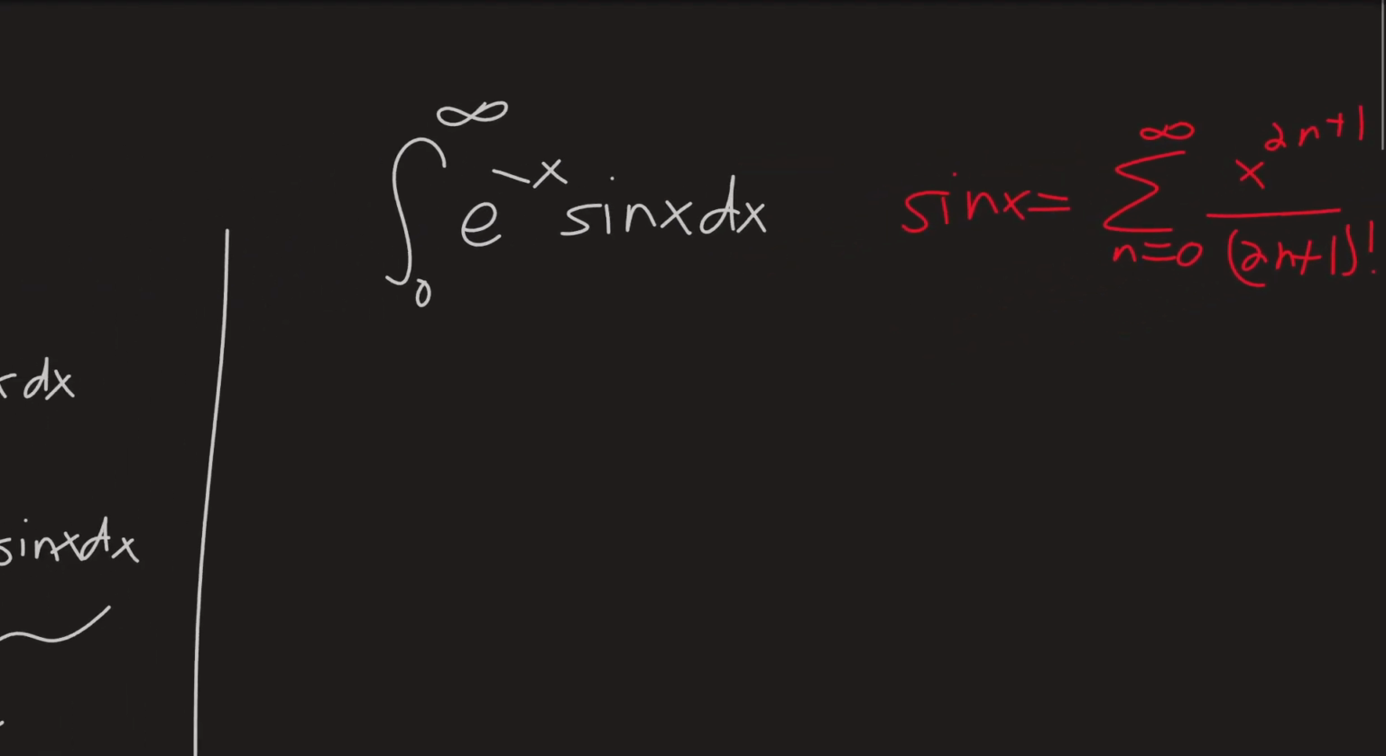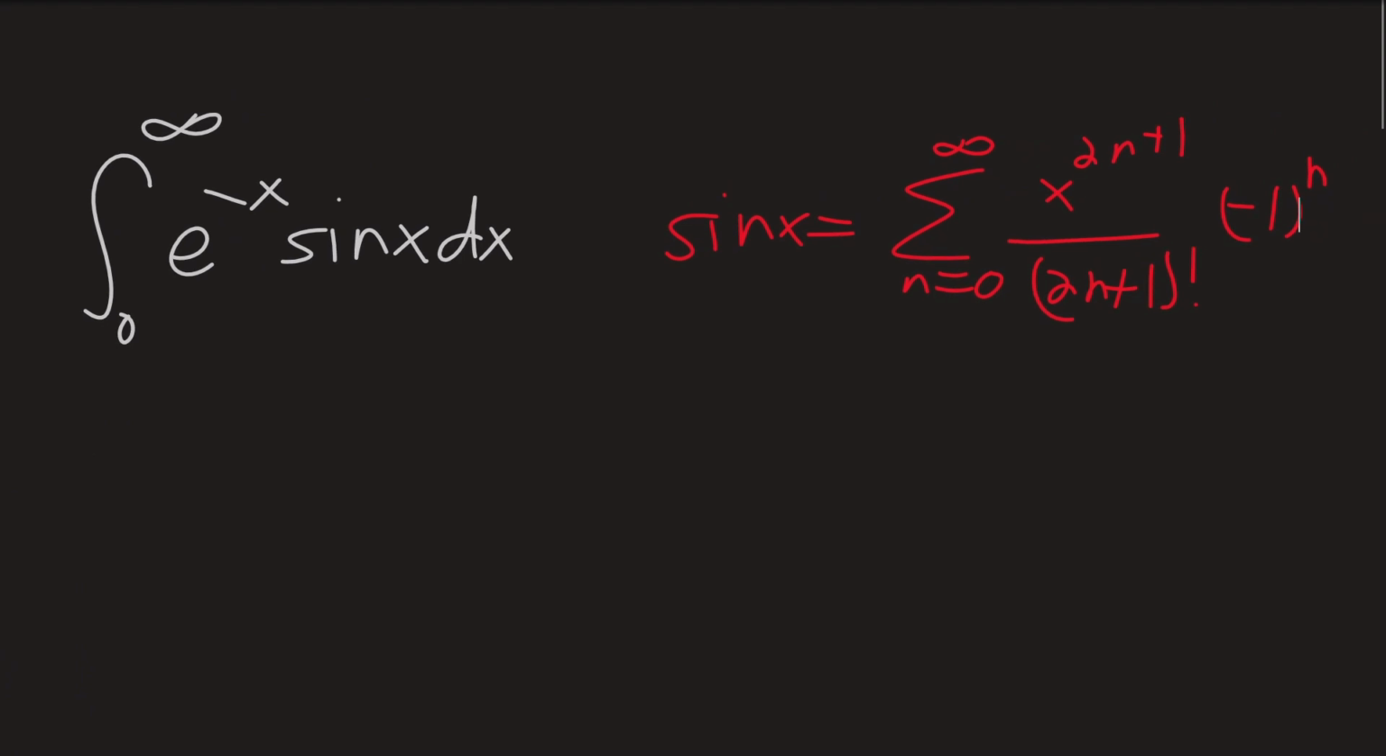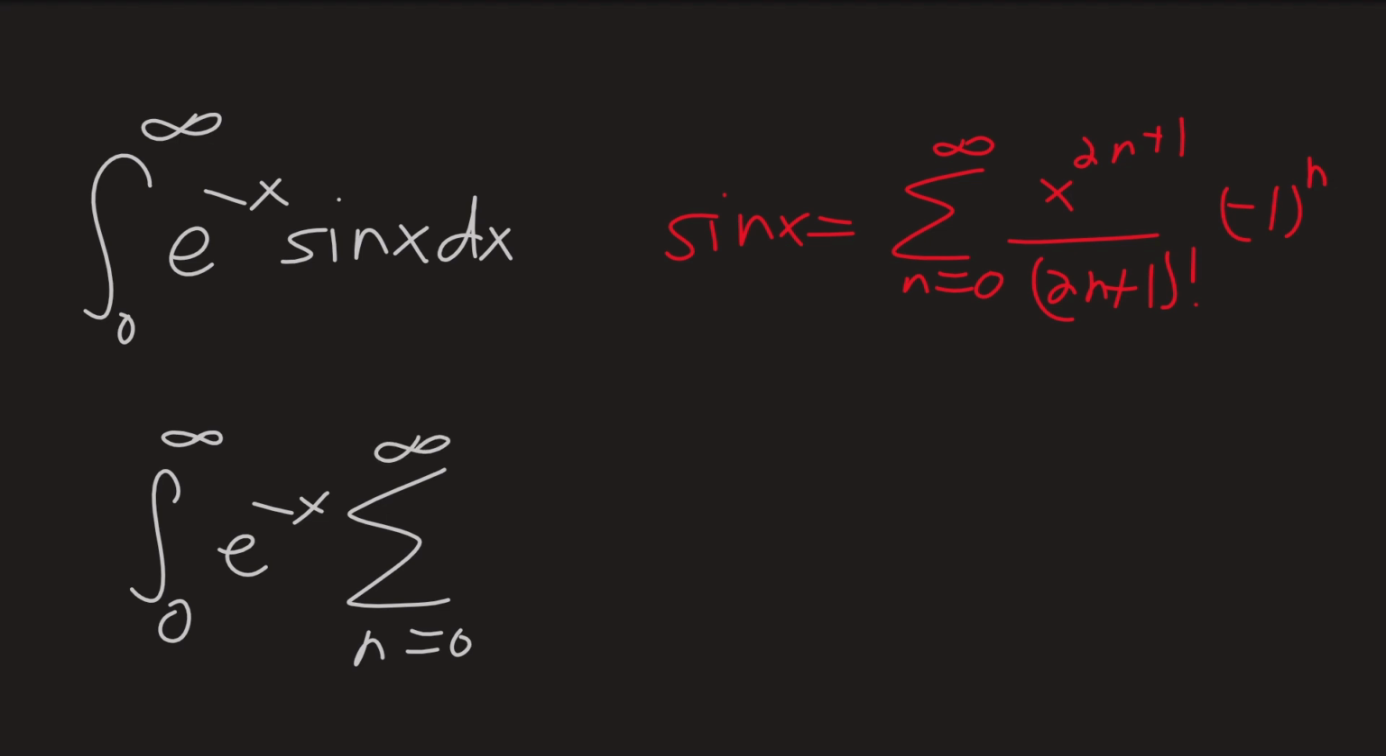Now, we can just sub this in, can't we? So what we gain is, why isn't it writing? Thank you, OneNote. All right, what we get is the integral from 0 to infinity of e to the minus x times the sum from n equals 0 to infinity of x to the 2n plus 1 times negative 1 to the n over 2n plus 1 factorial dx, of course.